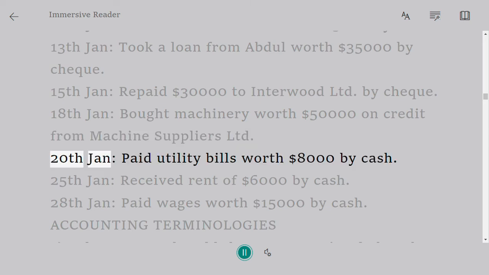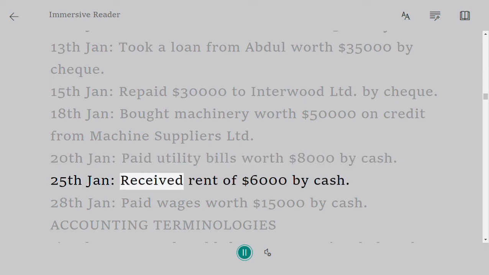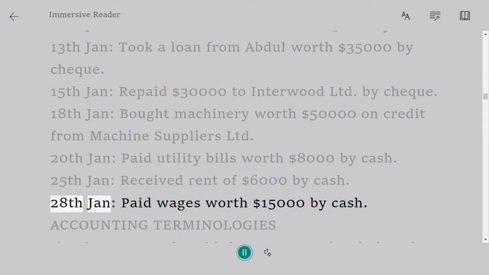January 20th, paid utility bills worth $8,000 by cash. January 25th, received rent of $6,000 by cash. January 28th, paid wages worth $15,000 by cash.